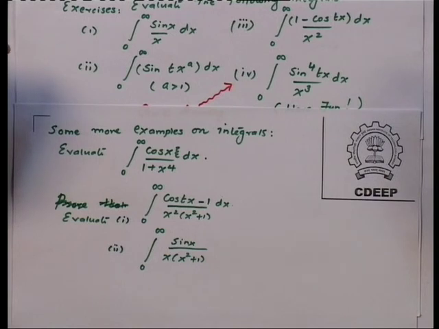Cos x psi upon 1 plus x to the power 4. The Fourier transform of 1 over 1 plus x to the power 4. That is what we are trying to compute.